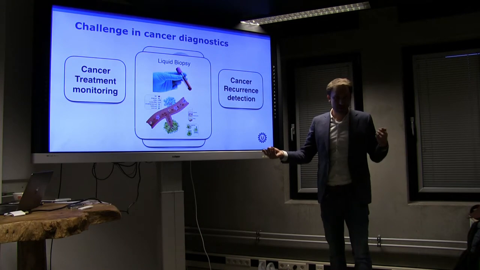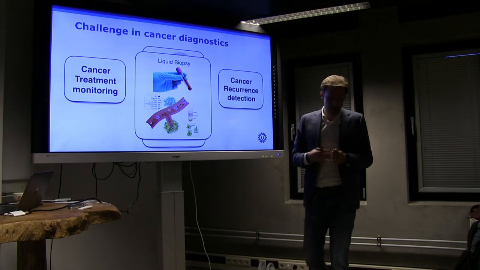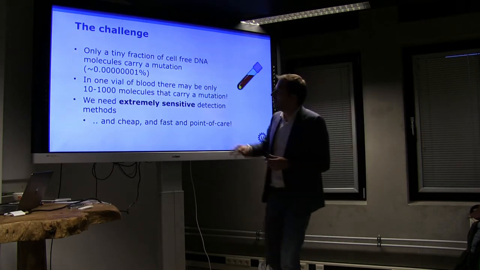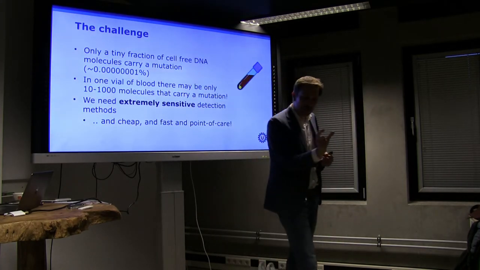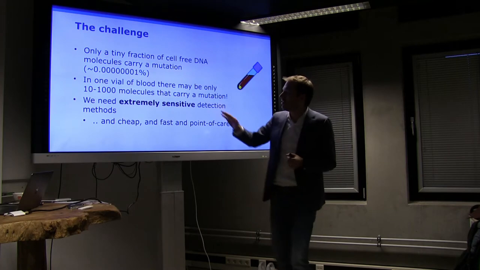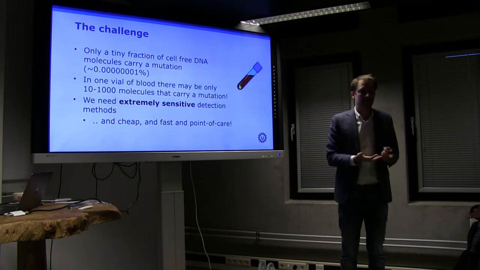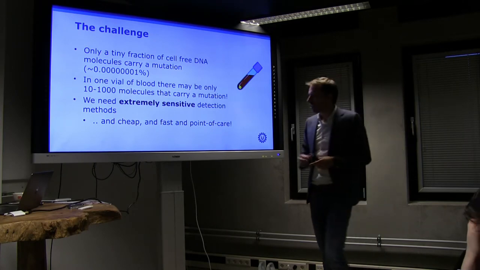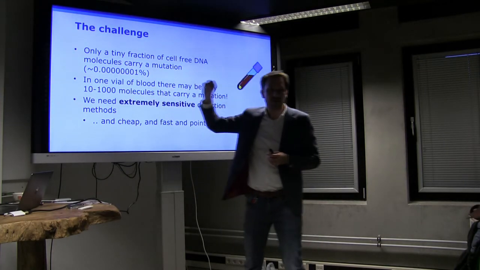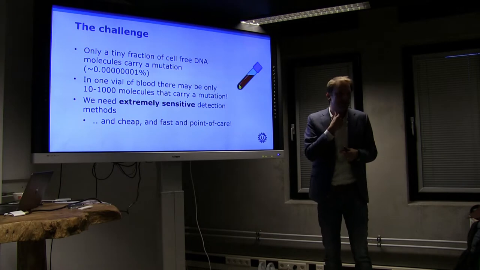Now, the problem is the genome is a big place. A typical tumor has maybe a couple hundred mutations, and the genome is 3 billion base pairs long. So if you do the math, there are only very tiny fractions. These DNA molecules are small, about 150 base pairs, 180 sometimes, and so only a very tiny fraction of these molecules actually carries a mutation and can therefore potentially be identified. If you look at one vial of blood, there are literally in the hundreds of molecules that carry one of these mutations. So if we want to detect them, we need an extremely sensitive detection method.